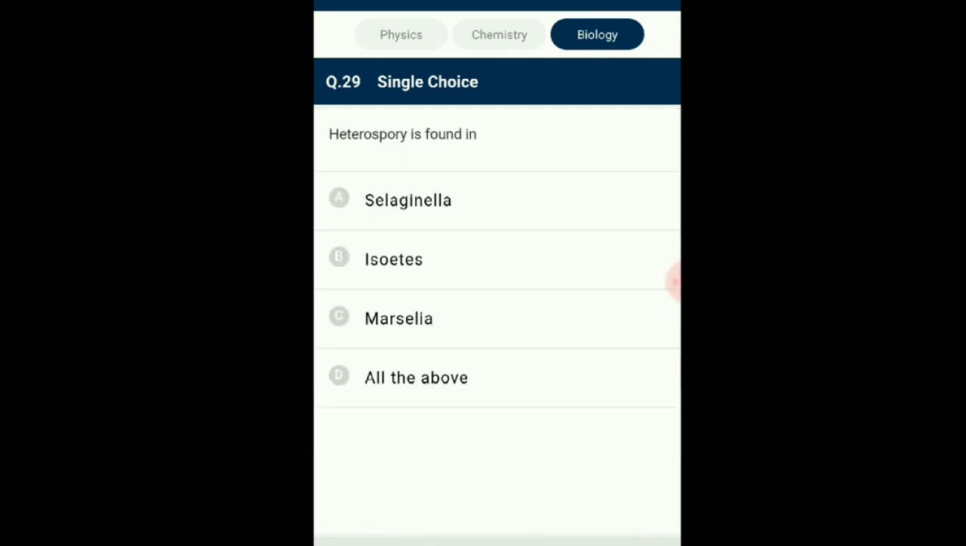Question number 29. Heterospory is found in. Heterospory, when more than one type of spores are found in a strobilus or in a cone, is called heterospory. Such evolutionarily developed plants are known as heterosporous plants. Depending upon the spore differentiation, plants are classified into homosporous and heterosporous types. Smaller male microspores and larger female megaspores. So the answer is option D. Heterospory is found in Selaginella, Isoetes, Marsilea.